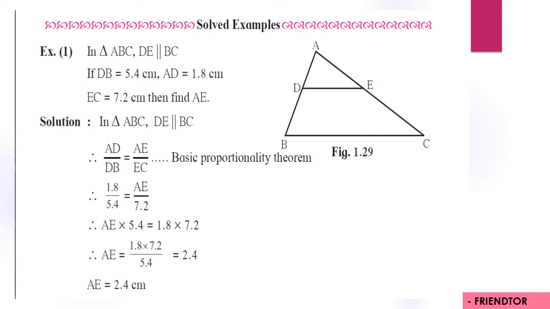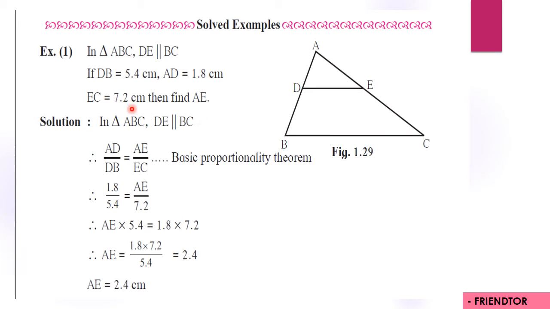Let's see the first example. First let's read the question. In triangle ABC, DE is parallel to BC. When you read the first line, the first thing that comes to your mind is the basic proportionality theorem. We have a line which is across two sides and parallel to the third side of the triangle, and certainly here we can apply the basic proportionality theorem.